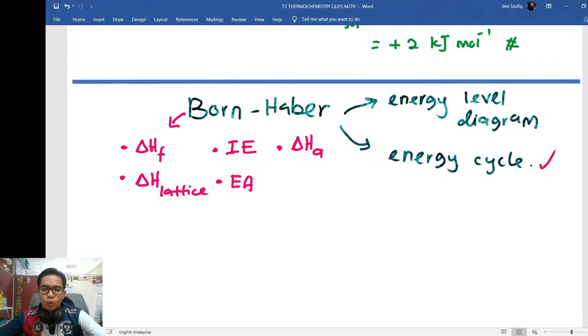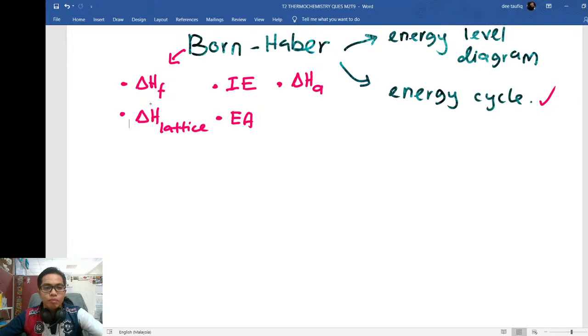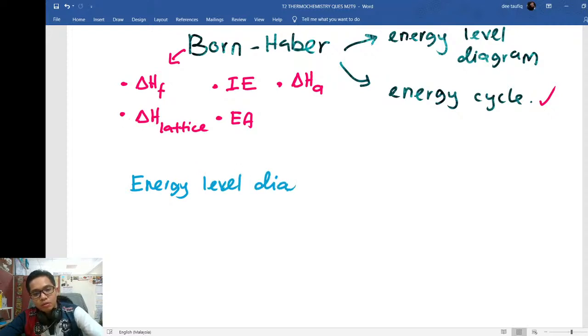So, saya akan tunjuk dulu energy level diagram, contoh. Kemudian saya akan baru tunjuk contoh untuk energy cycle. Energy cycle basically question number 19, 20, 21, 22, semuanya energy cycle tu. Okay. So, saya tunjuk dulu energy level diagram. Right. So, for energy level diagram, dia ada dua rule sahaja, only has two rule.